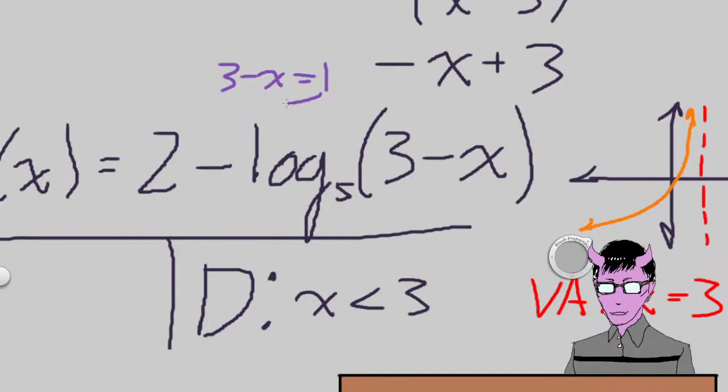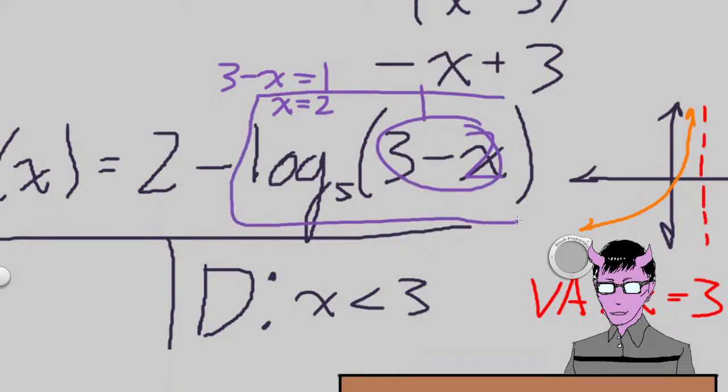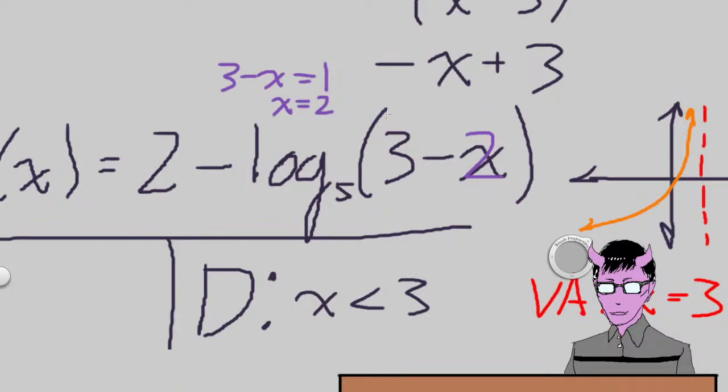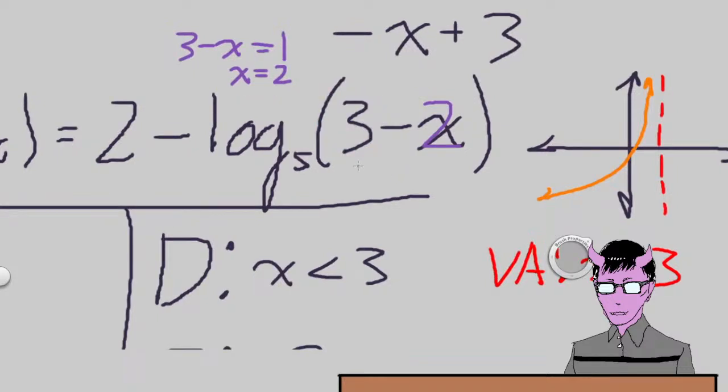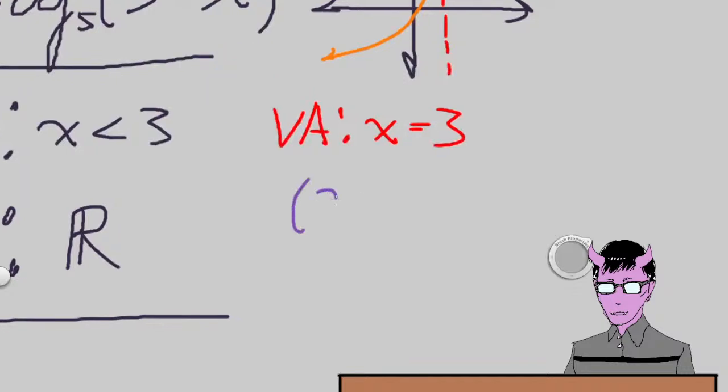So plus x, minus 1. So x is 2. If we force x to be 2, this whole thing becomes 1. If that whole thing is 1, then this whole log evaluates to 0, and then 2 minus 0 is 2. So thus we have anchor point number 1. If we force x to be 2, then the resulting y value will be 2. So anchor point number 1 is (2, 2).